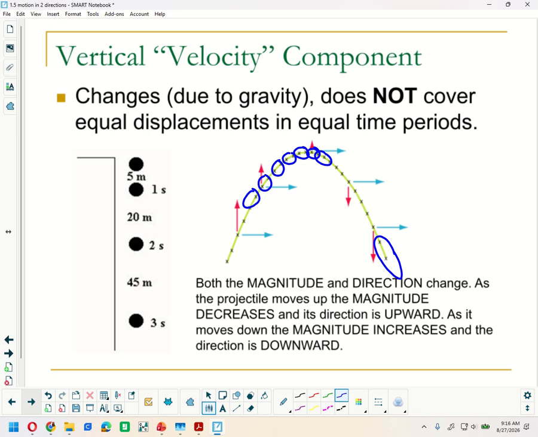Both magnitude and direction change as the projectile moves. As it goes up, the magnitude is decreasing, so the length of that line is decreasing as we go through this, and its direction is upwards. As it moves down, the magnitude increases and the direction is downward.